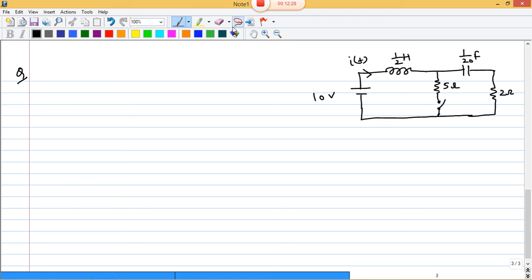First of all, starting, the switch is in closed position. So the switch is in closed position and now I am going to open it for t greater than 0, or t equals to 0. For t equals to 0, this will be plus minus.